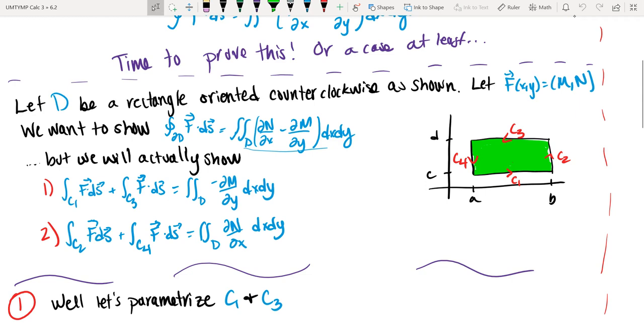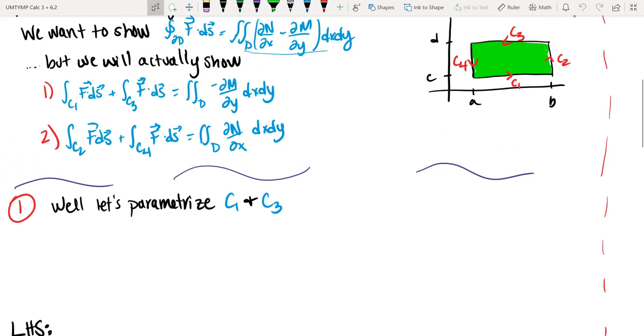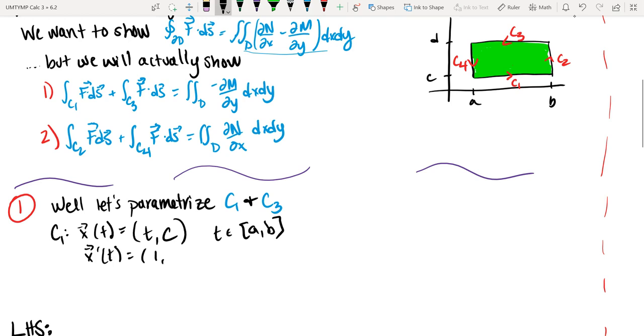Okay, so first, it would probably be in our best interest to parameterize C1 and C3. Well, if we look at C1 here, we'll call this parameterization x of t, and we'll say that the first coordinate is variable, but the y-coordinate is just at c, and we're going to say that t is within a to b. Okay, and then if we look at the derivative of x, this is just (1, 0).